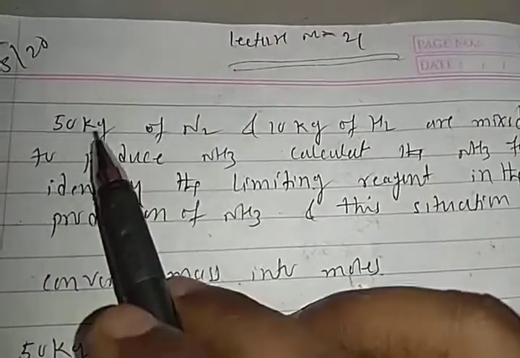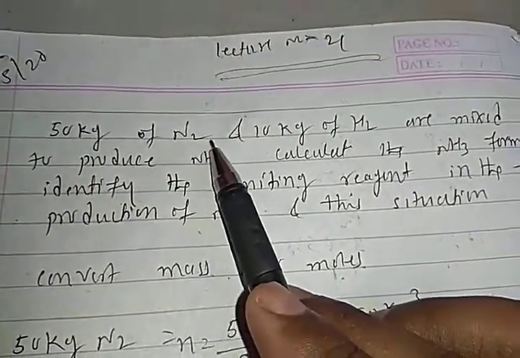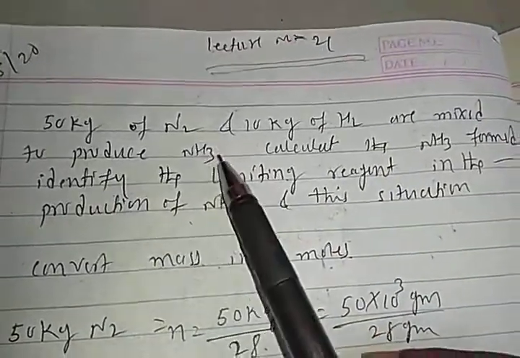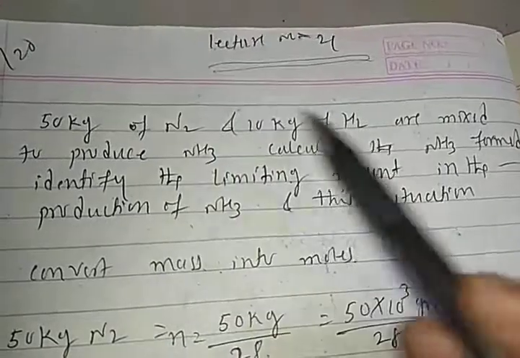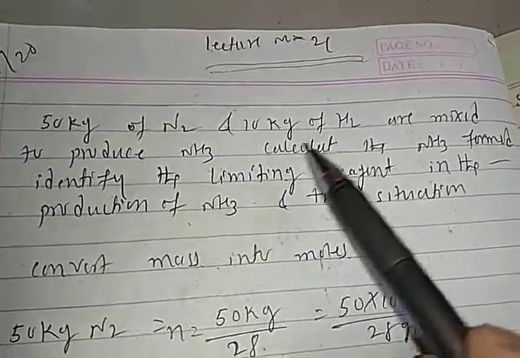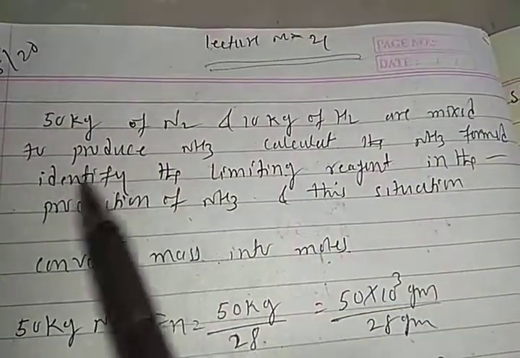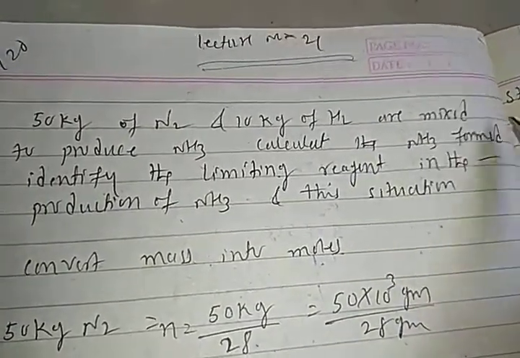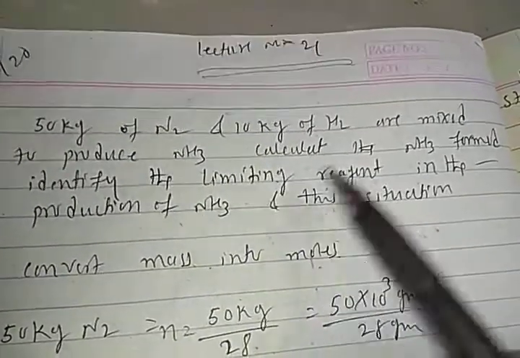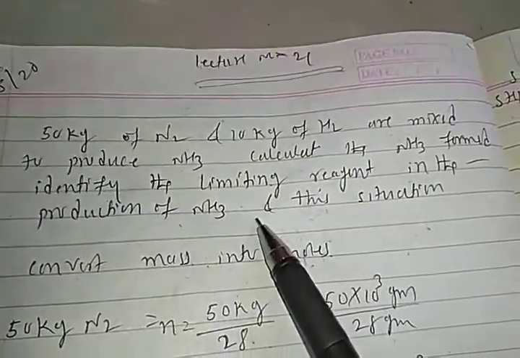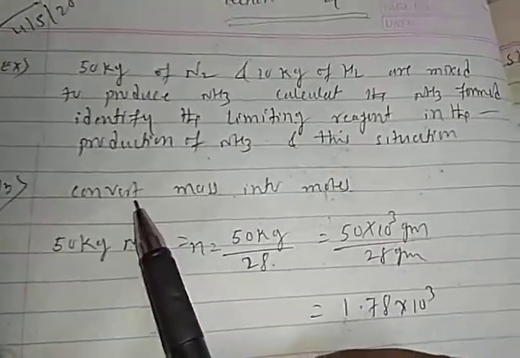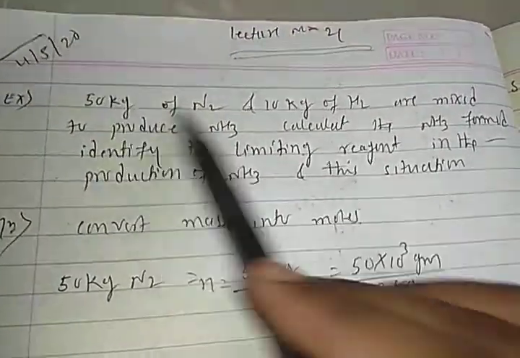Let's see, students. 50 kg of nitrogen and 10 kg of hydrogen are mixed to produce ammonia. Obviously, nitrogen and hydrogen combine to form ammonia. Calculate the ammonia formed. Identify the limiting reagent. Calculate how much ammonia is formed and identify the limiting reagent in the production of ammonia. So, the solution.